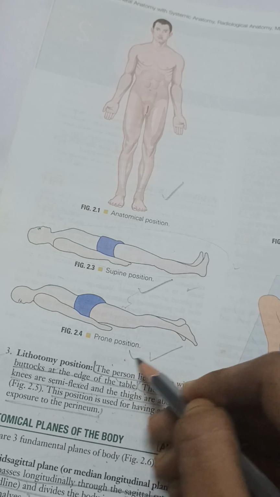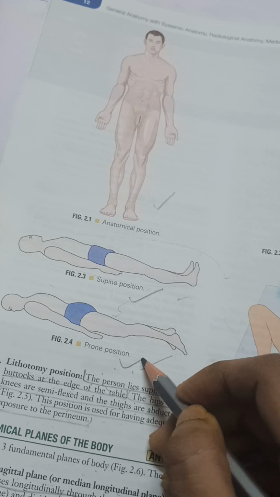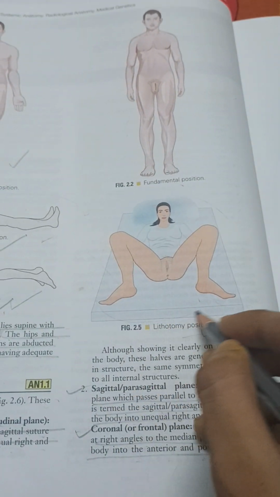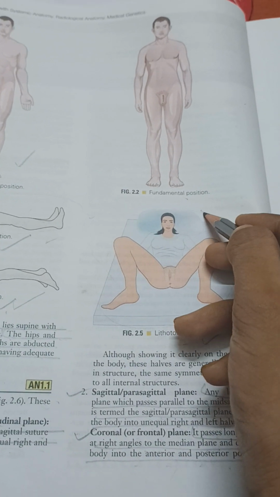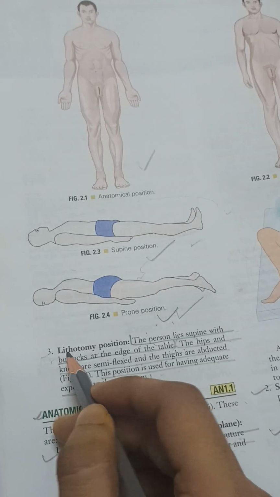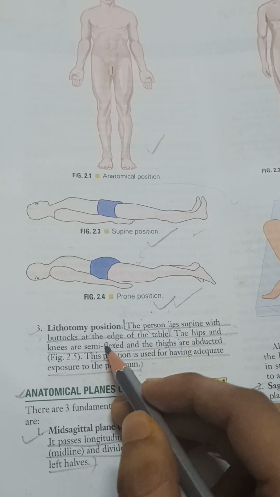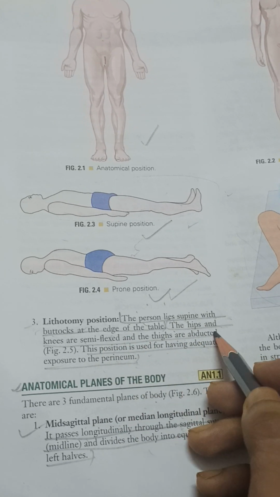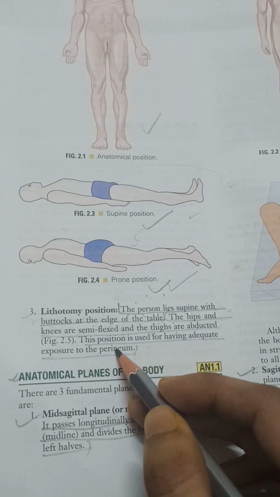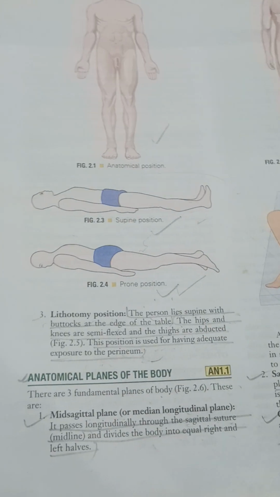This is the prone position, and this is the lithotomy position, the position during delivery of the baby. Lithotomy position: the person lies supine with the buttocks at the edge of the table. The hips and knees are semi-flexed and the thighs are abducted. This position is used for having adequate exposure to the perineum.